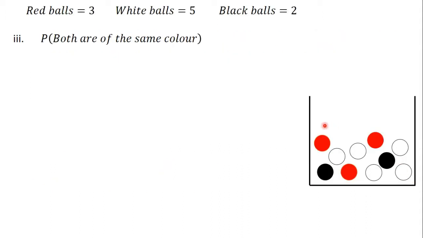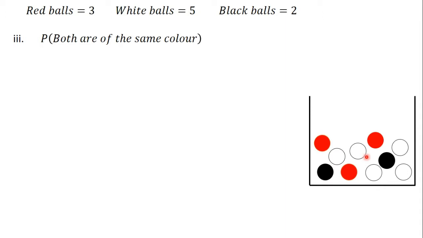So once again, this is our box with 5 white balls, 3 red balls, and 2 black balls, giving us a total of 10 balls. We are selecting 2 balls from the box one after the other without replacement, and we are being told to find the probability that both balls are of the same color.